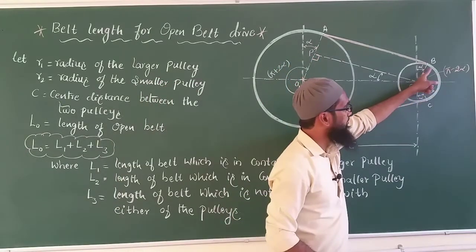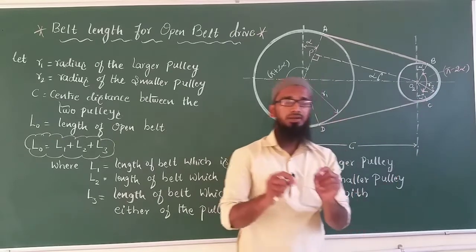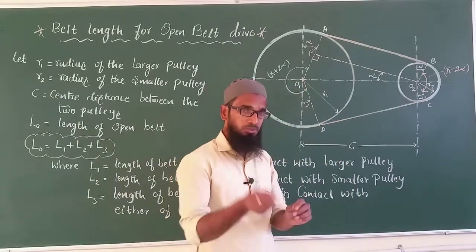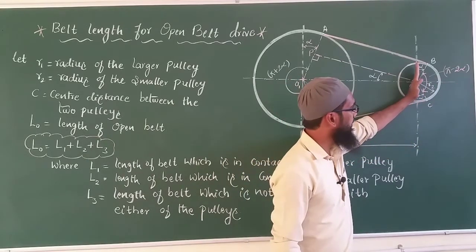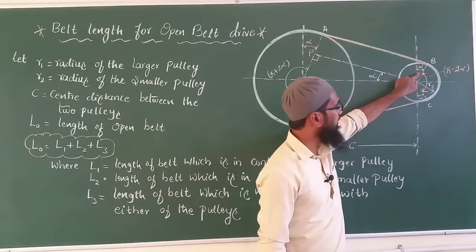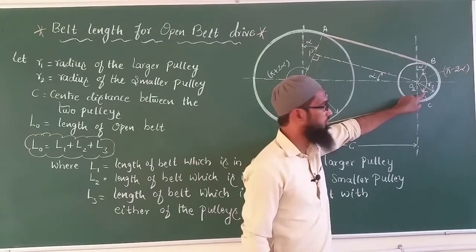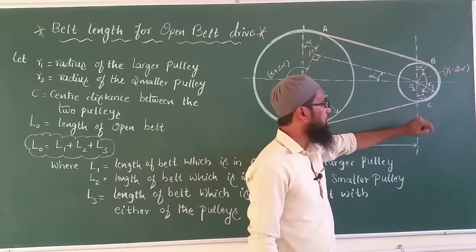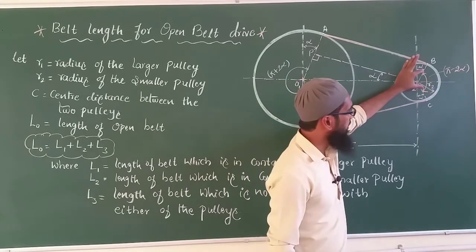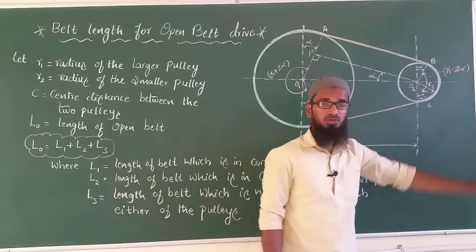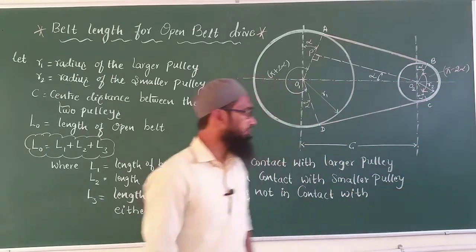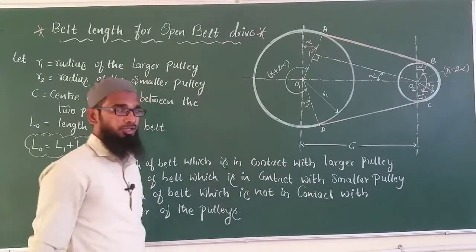Now you can see from B to C the belt is in contact with the smaller pulley, which makes an angle of pi minus 2 alpha, since it is 180 degrees. If I take this angle as alpha, since it is symmetric, this will also become alpha. But for B to C we only take this angle, so it becomes 180 minus 2 alpha, that is pi minus 2 alpha. These are the things I need to find out.